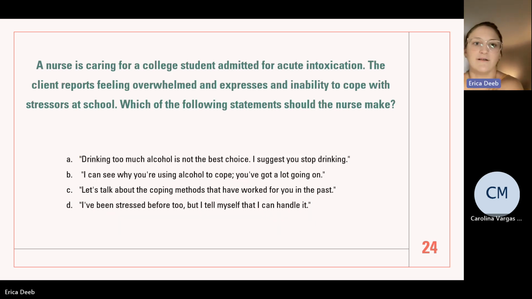A nurse is caring for a college student admitted for acute intoxication. The client reports feeling overwhelmed and expresses an inability to cope with stressors at school. Which of the following statements should the nurse make? A, drinking too much alcohol is not the best choice. I suggest you stop drinking. B, I can see why you're using alcohol to cope. You've got a lot going on. C, let's talk about the coping methods that have worked for you in the past. And D, I've been stressed before too, but I tell myself that I can handle it.